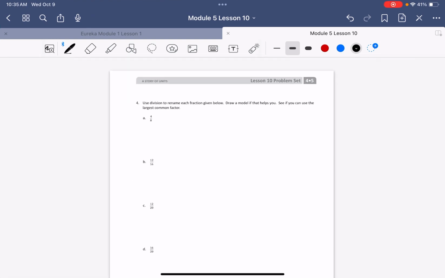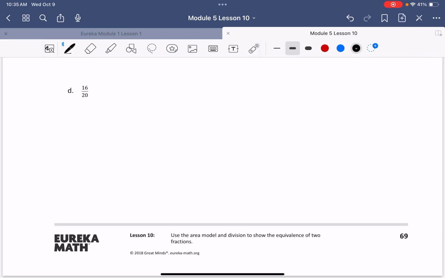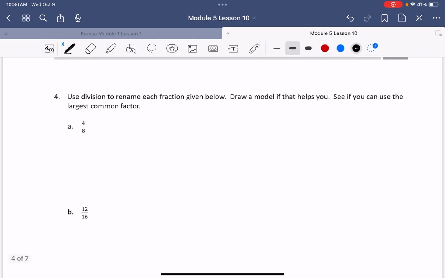Today, we're going to be on Lesson 10, page 69. Again, that's Lesson 10, page 69. If you need to pause the video at any point in time, you can, so you can write things down or go back and watch it if needed.